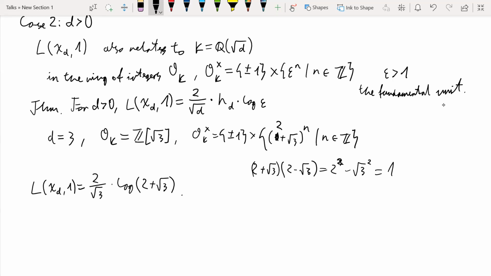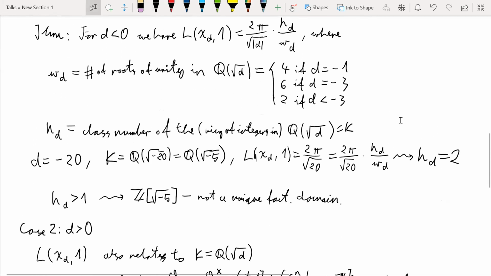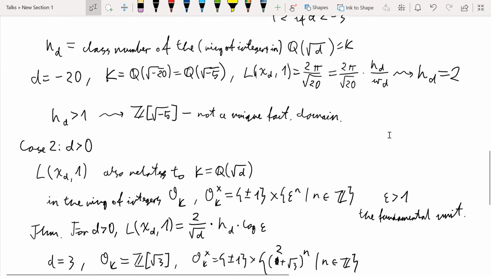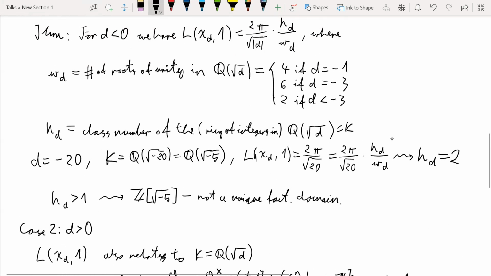Okay, so we have now formulated this theorem into different cases when d is negative and d is positive. Those are classically called the class number formulas. The point being that they express the class number, h of d, in terms of some other quantities, which in some cases might be easier to compute or easier to study in some ways.